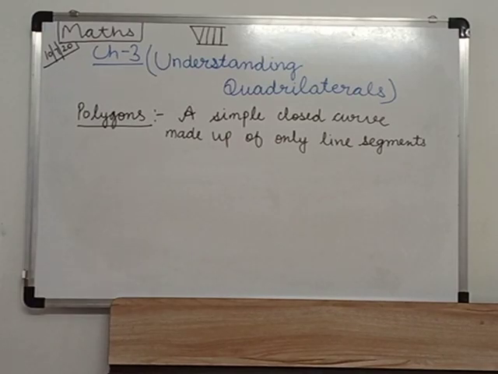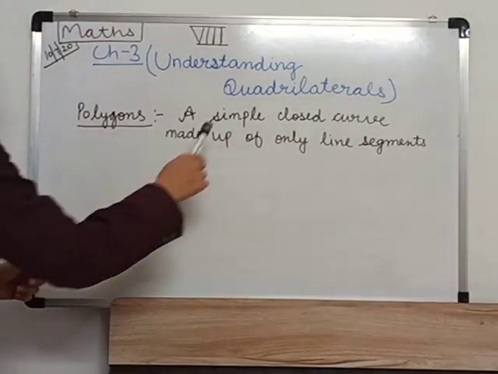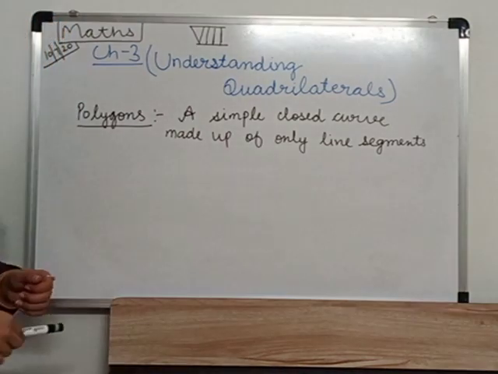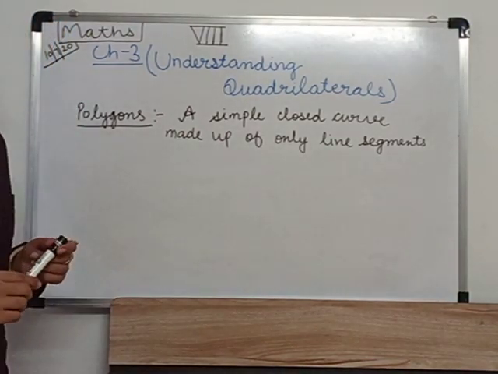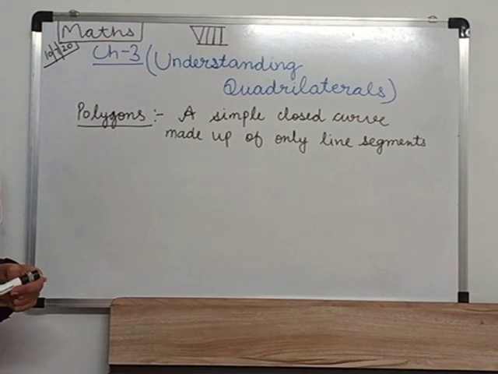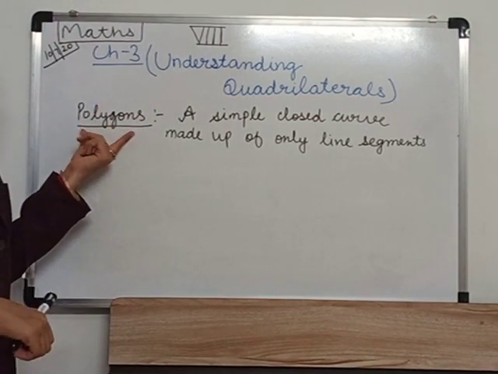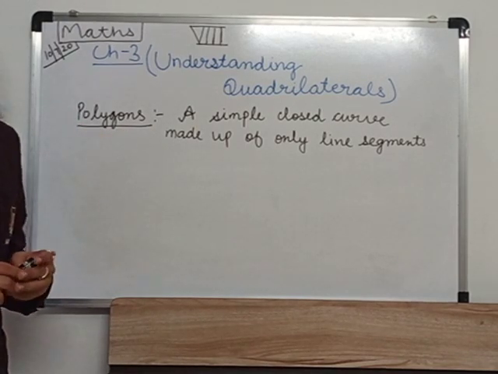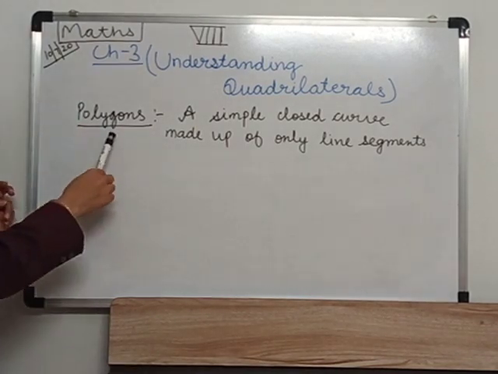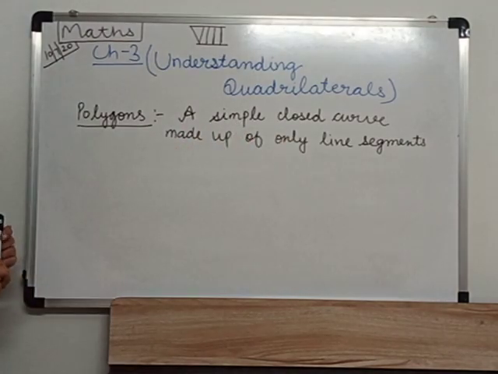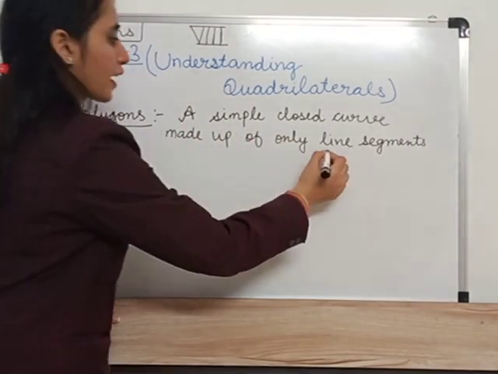Good morning everyone. Today we are going to start our next chapter, number 3, which is about understanding quadrilaterals. Before discussing quadrilaterals, we first discuss polygons. First is polygons. What are polygons? A simple closed curve made up of only line segments.